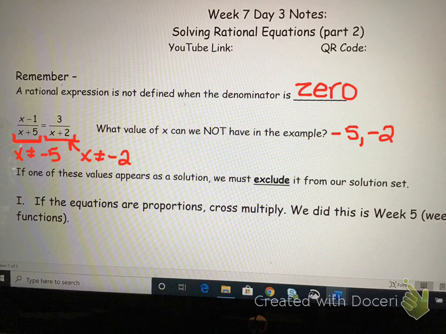Remember that when you're solving equations, you keep those excluded values in mind. And then if you end up generating either of those excluded values when you're solving, you throw it out from your solution set. Okay? And then bullet point number 1 is just a reminder that when you have a proportion, you simply cross multiply to solve. And that we had done that back in week 5.